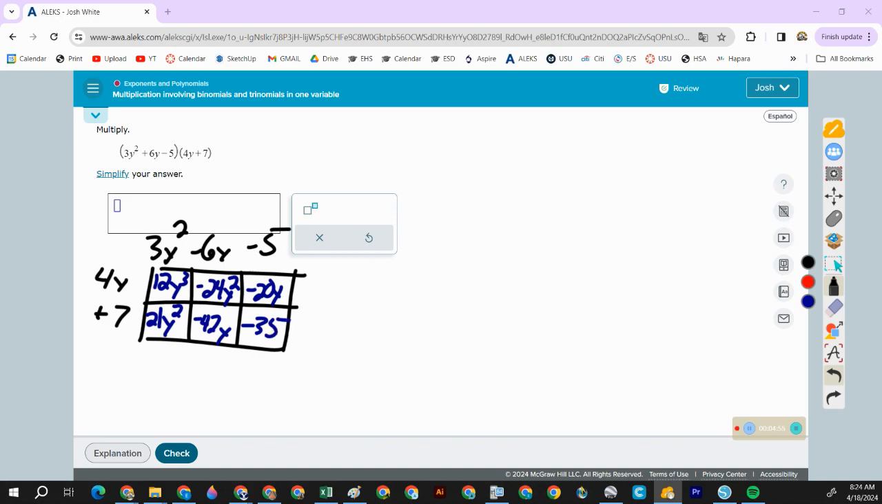And again, the cool thing about this is these match. So most of the time, the diagonals will be like terms. So this is 12y to the third. Negative 24 and 21 makes negative 3y squared. Negative 20 minus 42 is negative 62y minus 35.